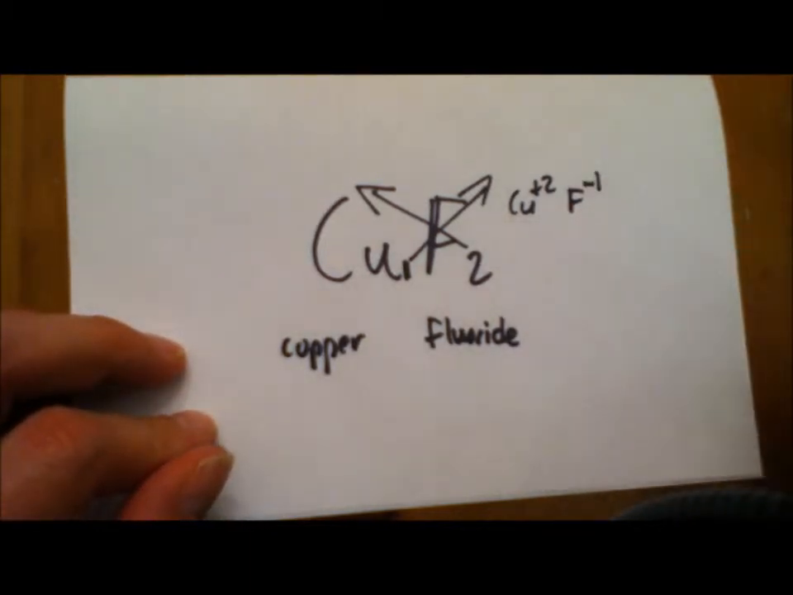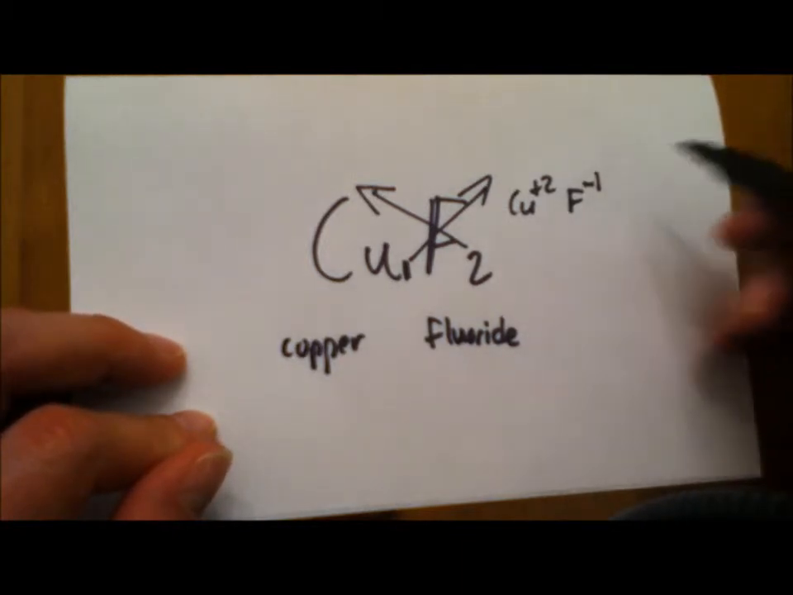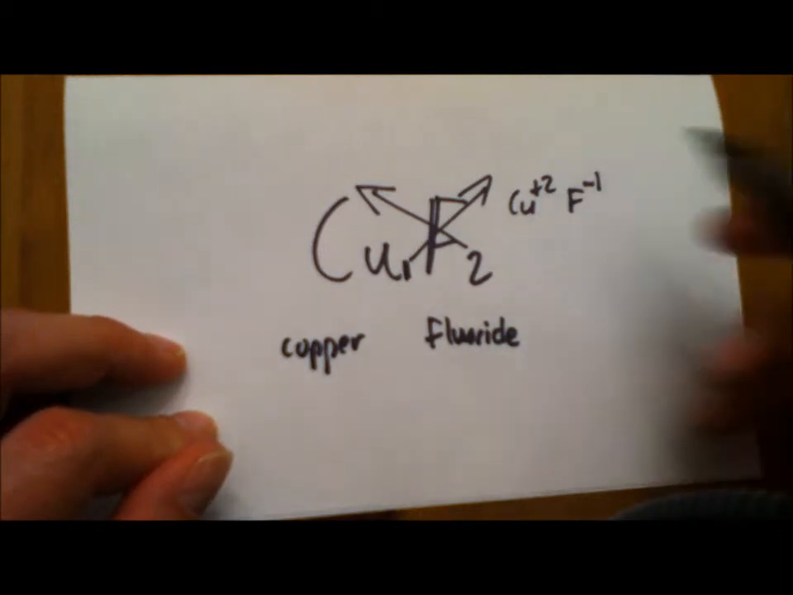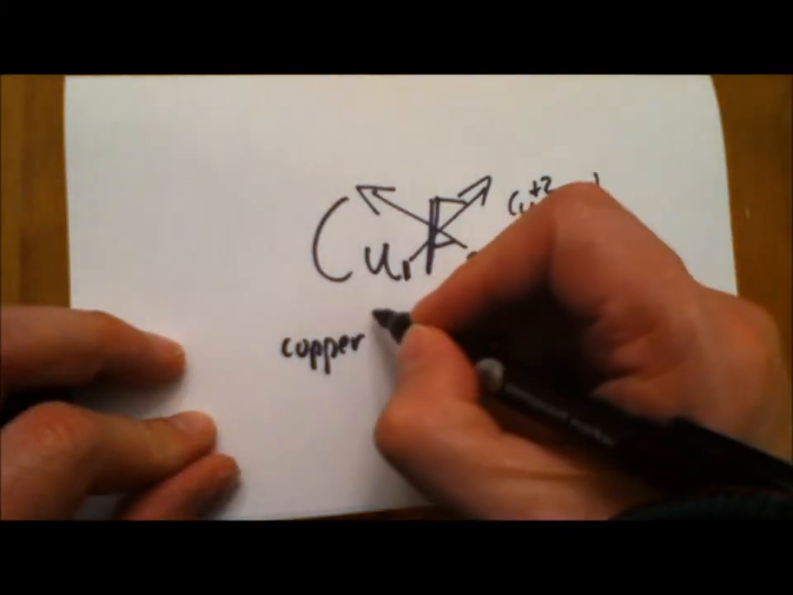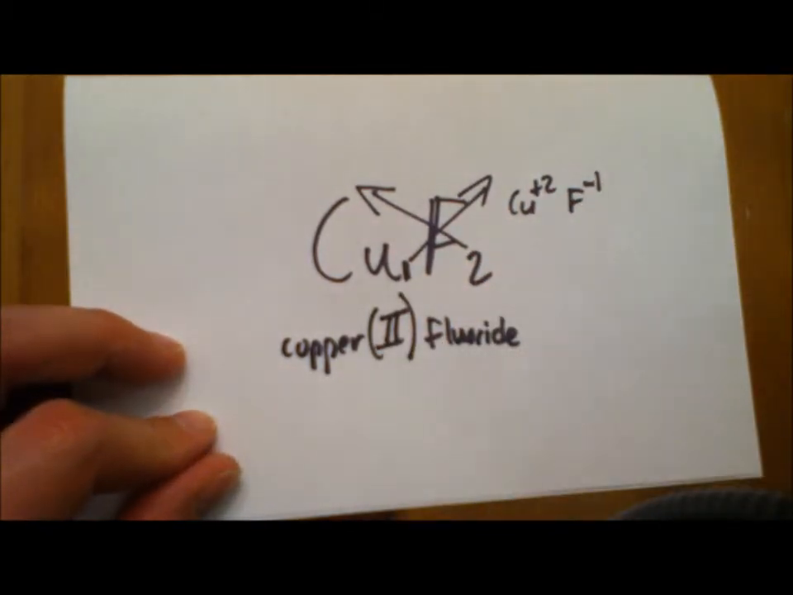So we don't have to do anything else. We don't have to put brackets around this thing and multiply to get the charges so that they're correct. And that means copper does in fact get a charge of positive 2, and we use that in our name as Roman numerals 2, and we're done.